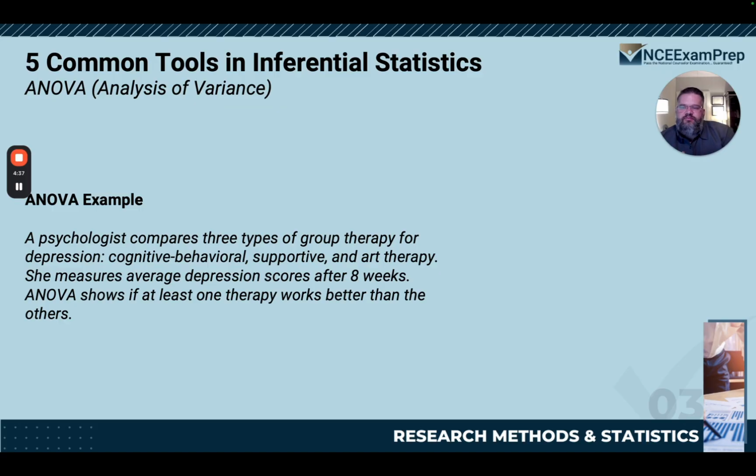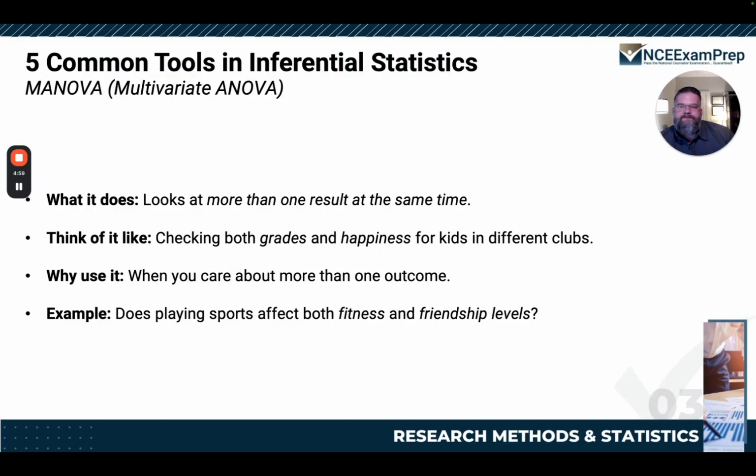Here's an example from behavioral health. A psychologist compares 3 types of group therapy for depression: CBT, supportive, and art therapy. She measures the average depression scores after 8 weeks, and then ANOVA shows if at least one therapy really works better than the others. So here we're comparing 3 or more different groups.